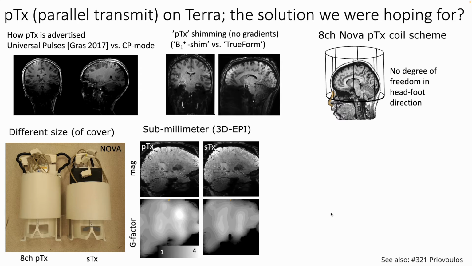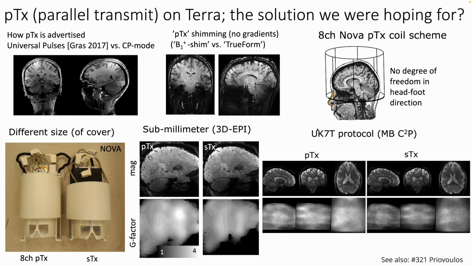The most concerning result, though, that we found by comparing the STX with the PTX coils was that for the highly accelerated images that we need to acquire in layer-dependent fMRI, we always found a higher g-factor penalty using the PTX coils as opposed to the STX coils. So here you see that the g-factor can be significantly higher, like 20 to 50% depending on the area. And actually this is not limited to layer-fMRI, but also applies to any other highly accelerated imaging protocols. For example, here just looking at the UK7T standard protocol, you can always see that the g-factor penalties are higher on the PTX coil compared to the STX coil.